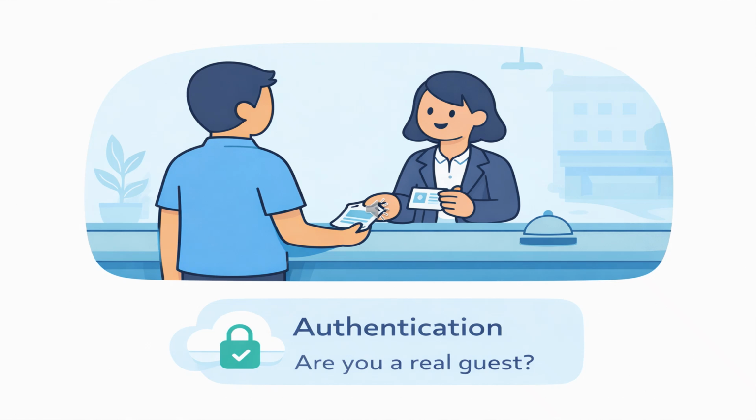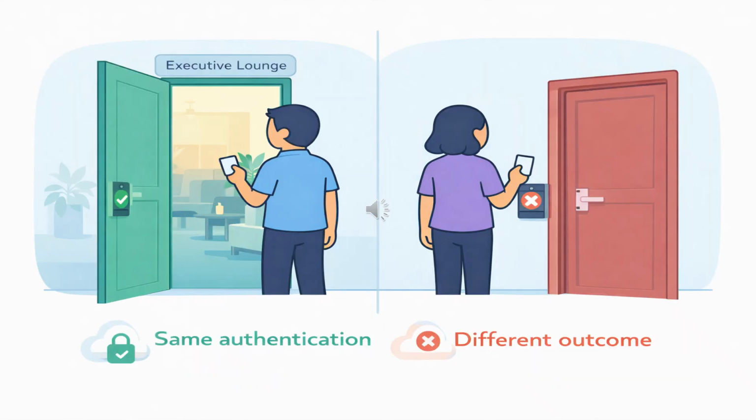At hotel check-in, authentication is pretty straightforward. We show our ID, they verify it, and then we get a key card. At that point, the hotel has answered one question: yes, you are a real guest. When we use the same key card, we checked in at the same desk, with the same process and the same kind of key card. But access inside the hotel told a different story. That's same authentication, but different outcome.